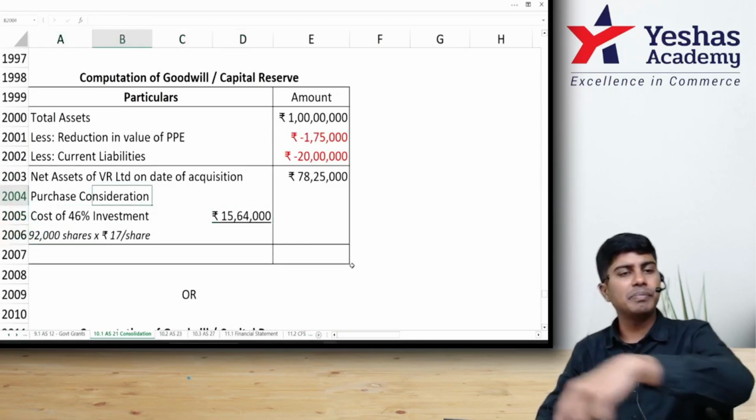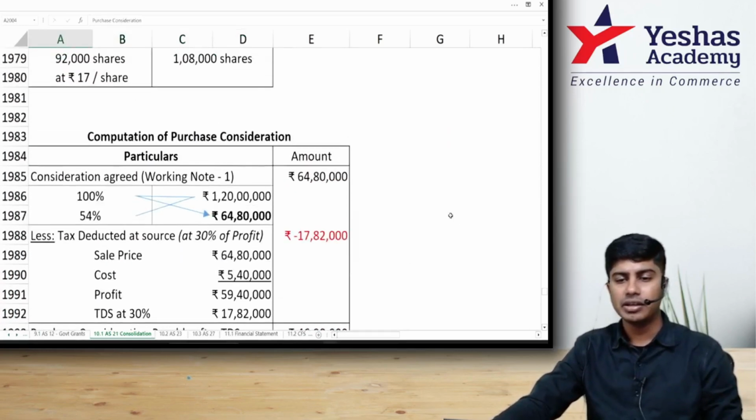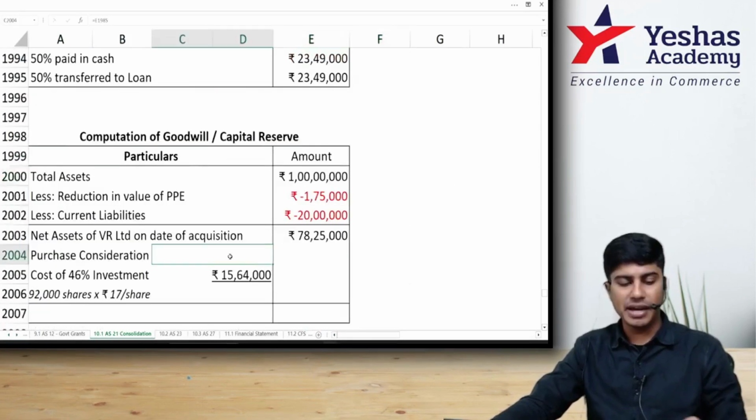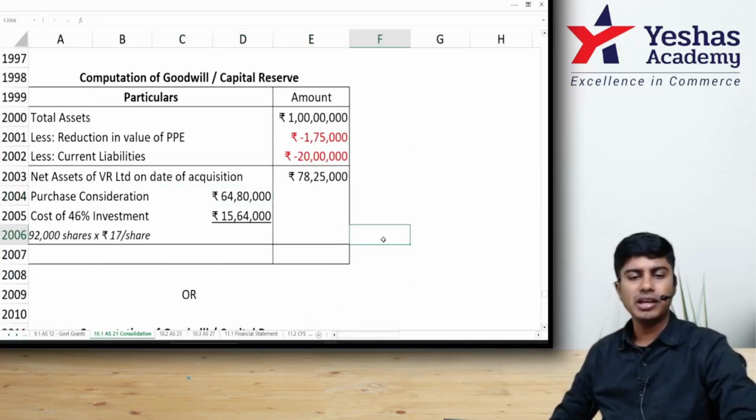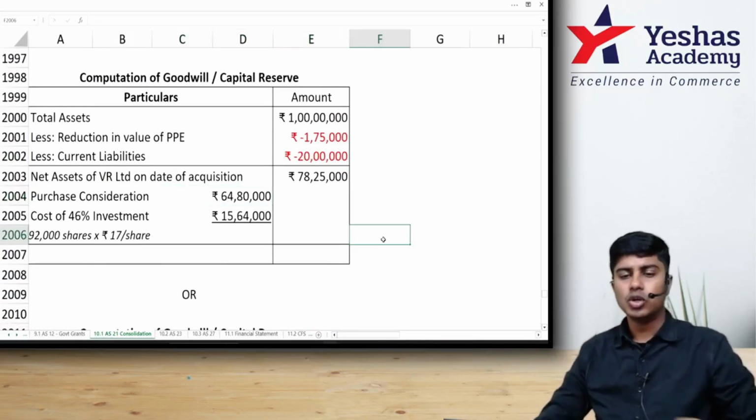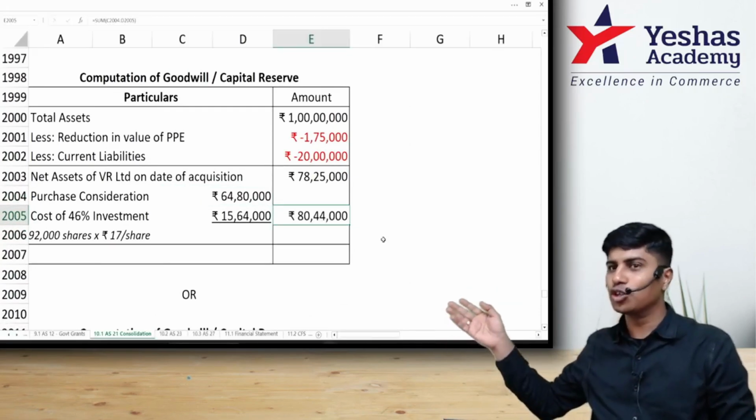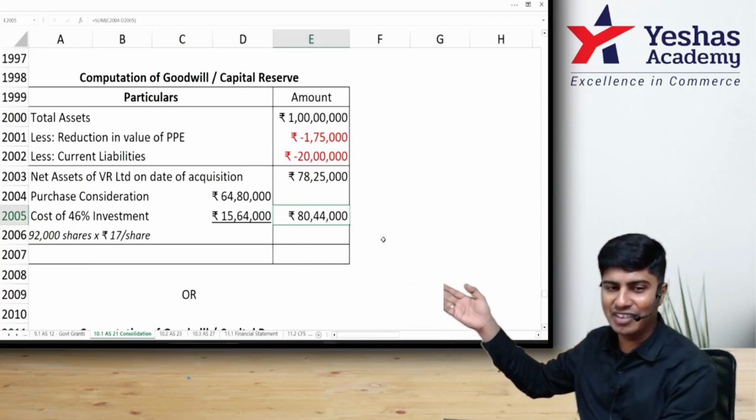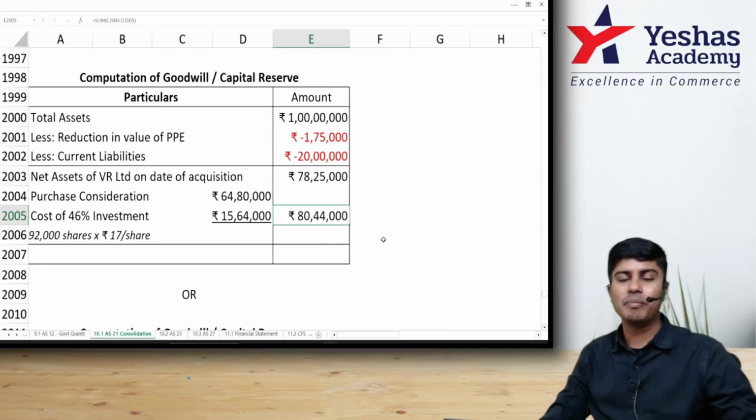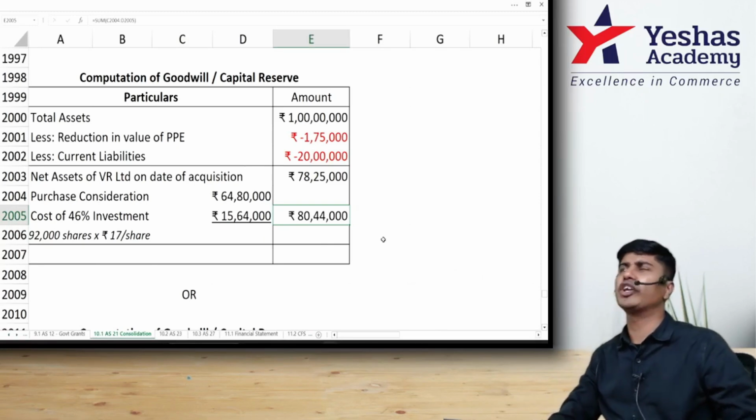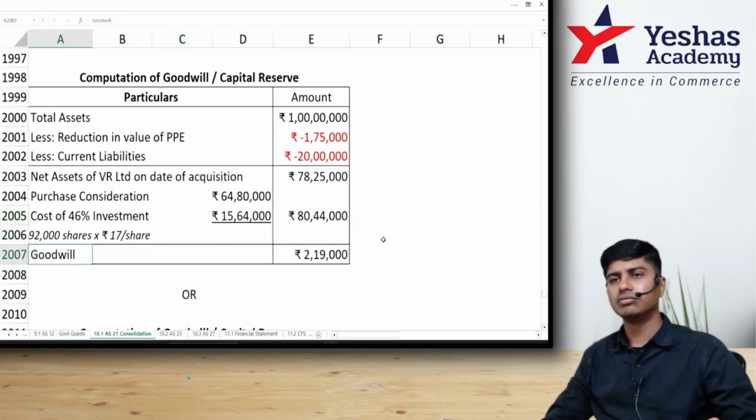And I purchased that company's balance 54% from the foreign company. How much did I pay? 64 lakh 80. I paid 64 lakh 80 for that 54% held by the foreign company. I paid for the 46% that I held. Together, how much money did I pay? I paid 80 lakh 44,000 to get 78 lakh 25,000 worth of net assets. Have I paid more? Yes. That excess money I paid is goodwill. 1 lakh 75 plus 44, 2 lakh 19,000 is goodwill.